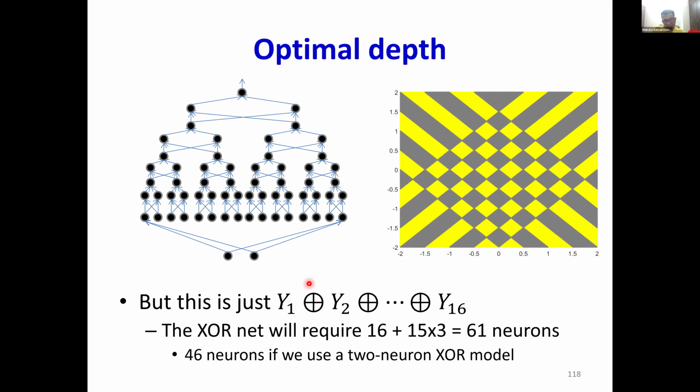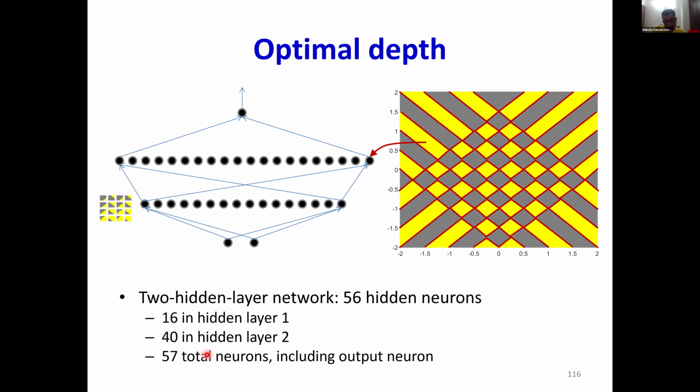There are 16 y's, so there's going to be 15 times 3, or even 15 times 2 neurons for the XOR, plus 16. So instead of 56 neurons, I would only need 46 neurons. I'd only need 46 neurons if I went beyond 2 layers, right? By restricting myself to 2 layers, with 1 layer it's infinite, for 2 layers it's 57. But if I go beyond 2 layers, it's only 46.